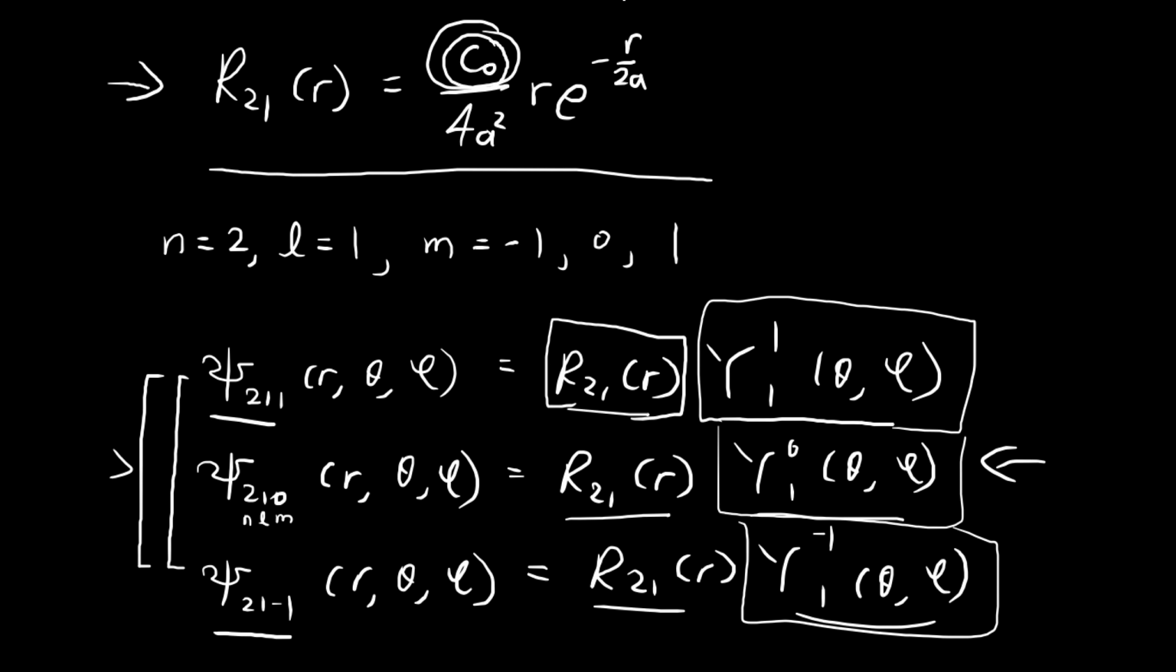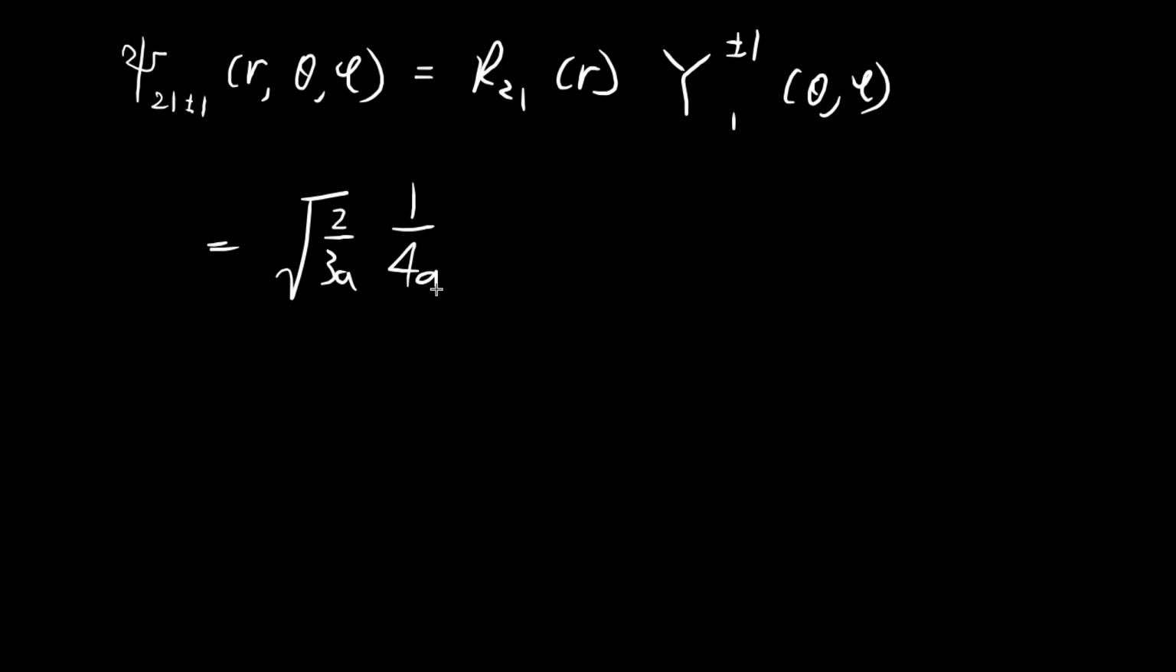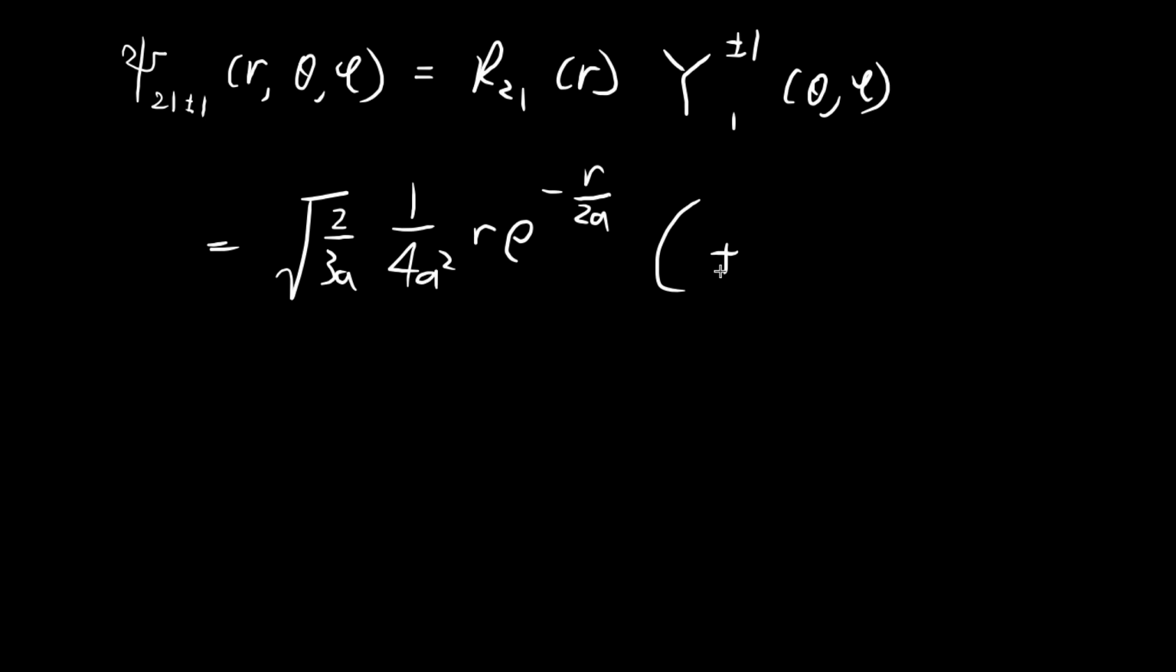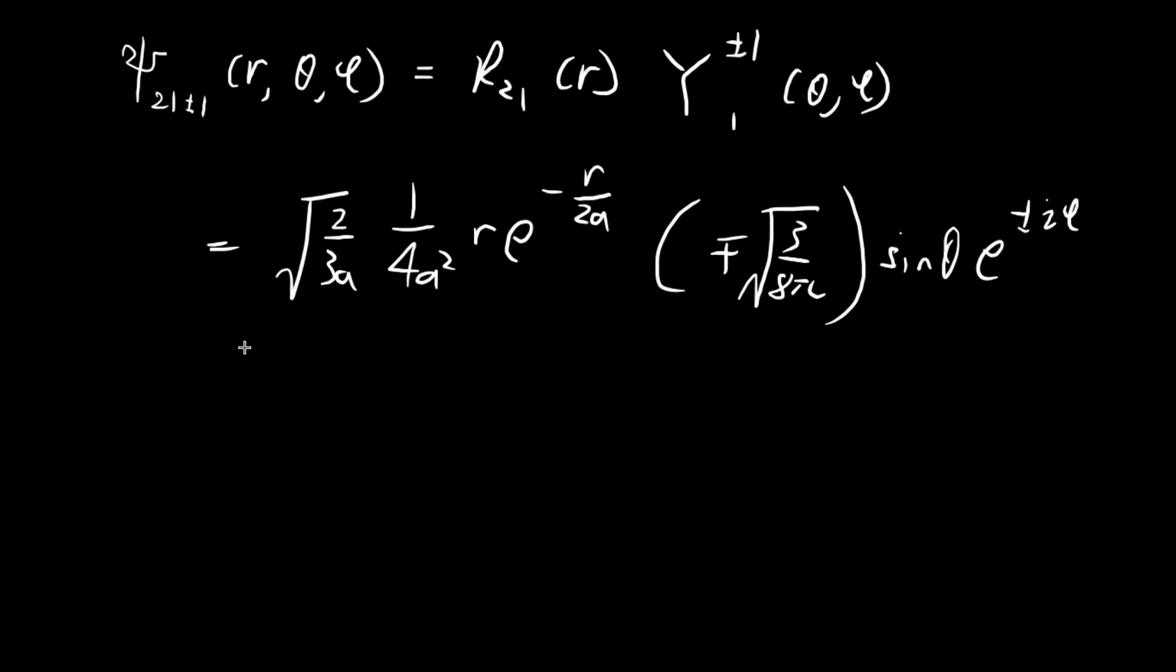applied to the remaining terms. So 1 over 4a squared, r, e to the power of negative r divided by 2a, and then we multiply it by this Y term over here, which, as we have copied down, is equal to this. So let's just copy it down one more time: the square root of 3 over 8 pi, and then we have sine theta e to the power of plus minus i phi.